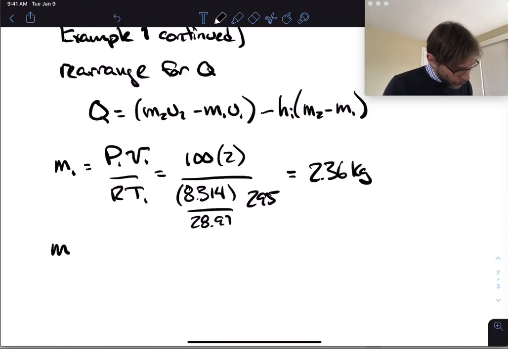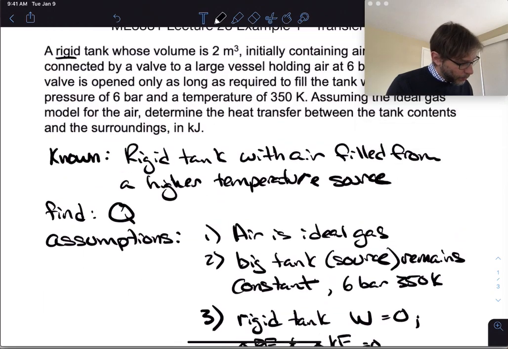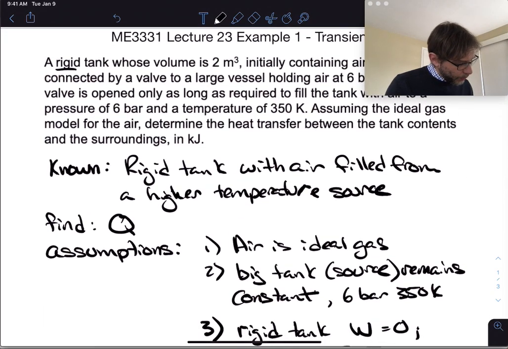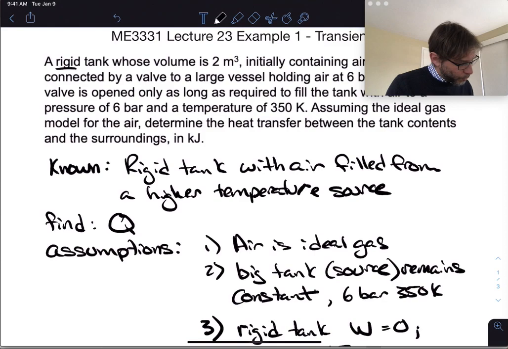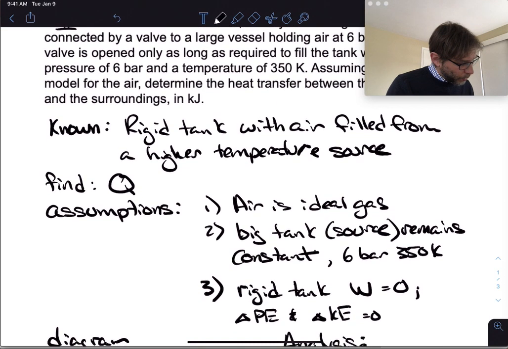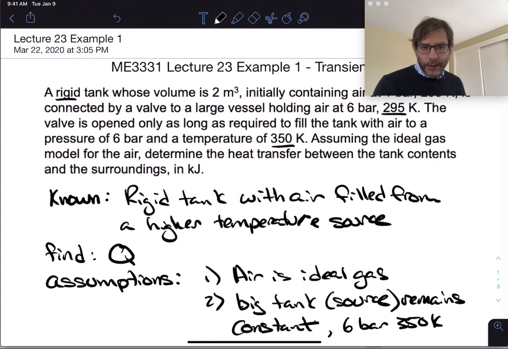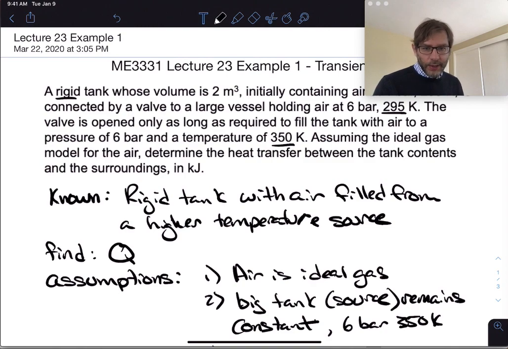Okay, similar for mass 2, we know P2V2 over RT2. And at the second state, we know we've equilibrated, right? Doesn't it say we equilibrate? Connected to, fill the tank with air to a pressure of 6 bar and 350, right? So, yep, air at 295. You notice there's a difference in temperature between the large vessel, which is at 295, and the temperature inside the vessel, which is 350.